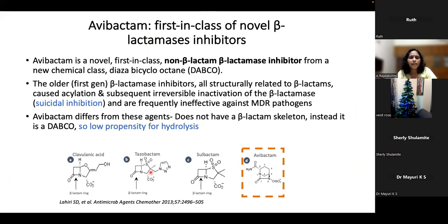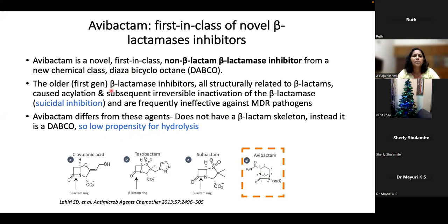So avibactam, as I said, though it is called a beta-lactamase inhibitor, is a novel beta-lactamase inhibitor. It doesn't have the beta-lactam ring that we earlier discussed, like the first generation. It is totally different. It is called a diazabicyclooctane, or DBO, ring, and it has a low propensity for hydrolysis by the bug.